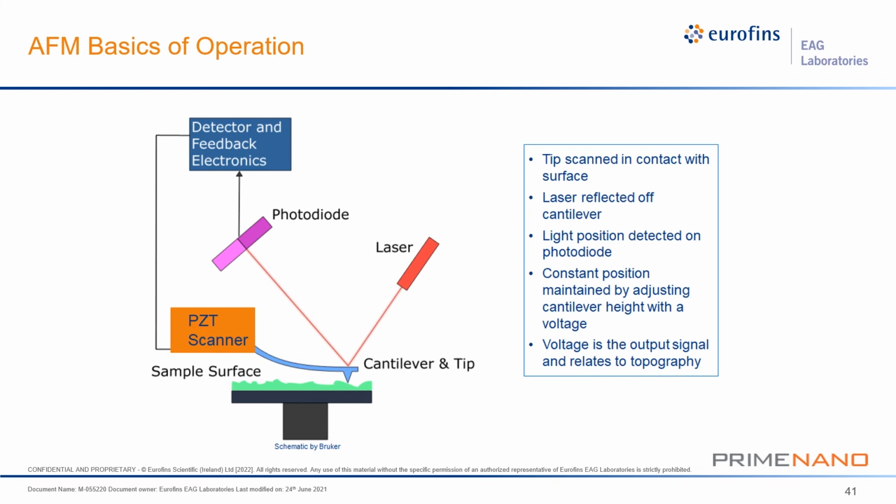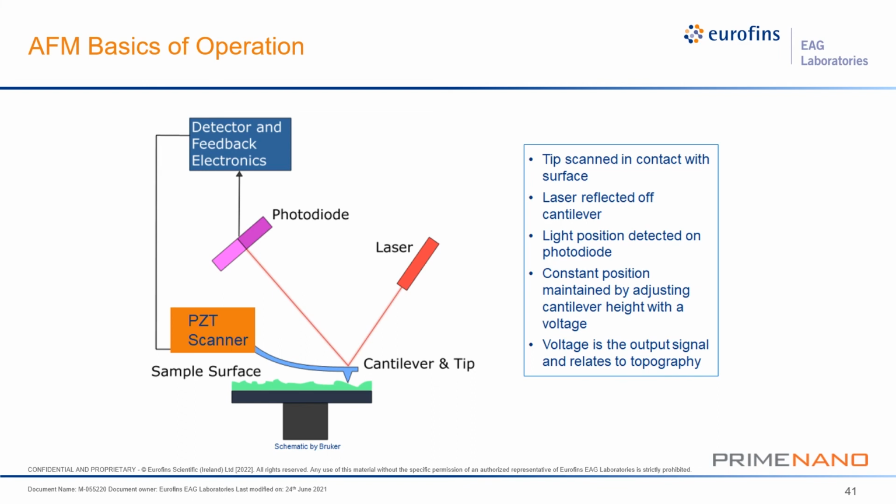We're going to use a laser reflected off the back of the cantilever into a position sensitive photodiode, and that gives us information about how the cantilever is bending. Then we can create feedback with the PZT to keep a continuous amount of force on the sample as we scan it. This helps us map out the actual topography of the sample itself.